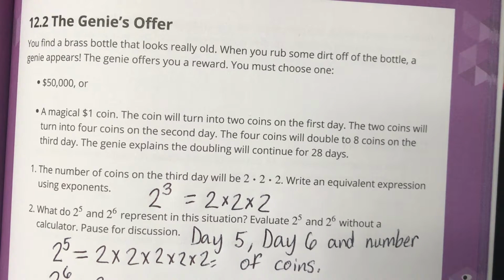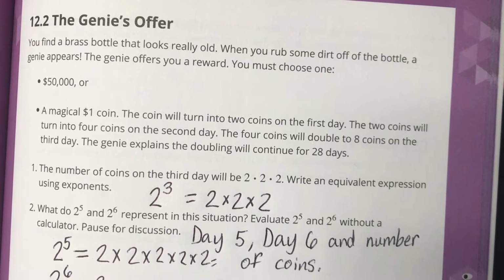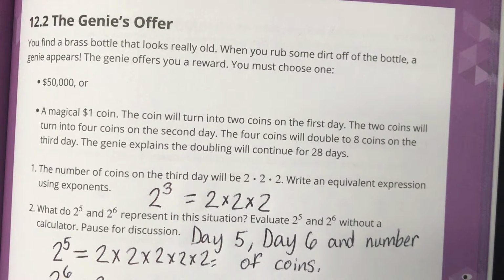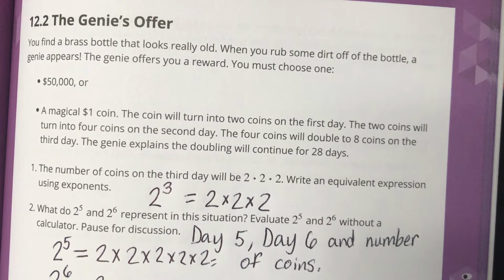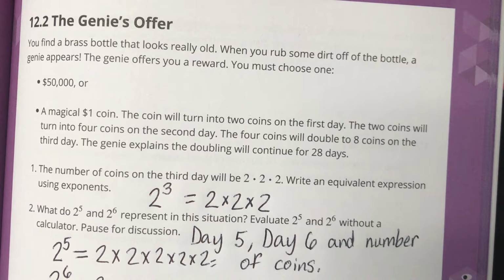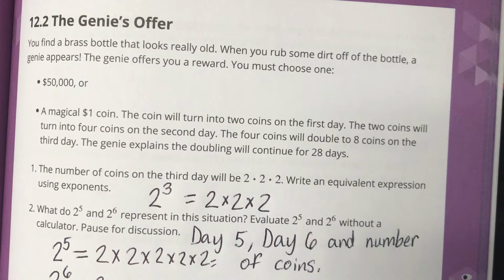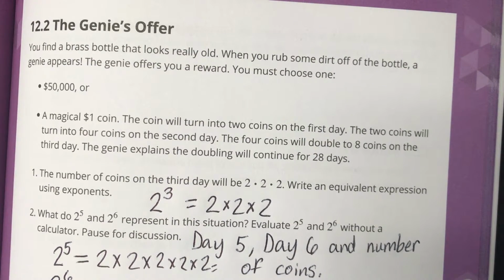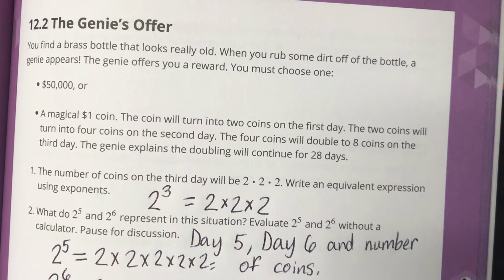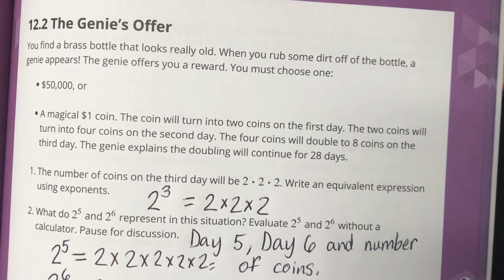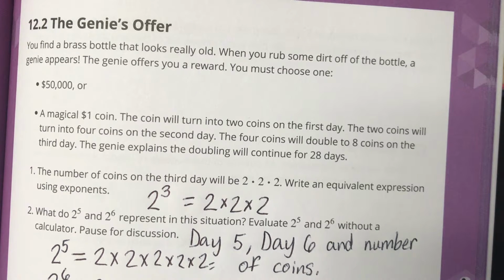The coin will turn into 2 coins on the first day. The 2 coins will turn into 4 coins on the second day. The 4 coins will double to 8 coins on the third day. The genie explains the doubling will continue for 28 days. Okay, so we need to figure out how many coins we would have after 28 days. And they are all, remember, each worth $1.